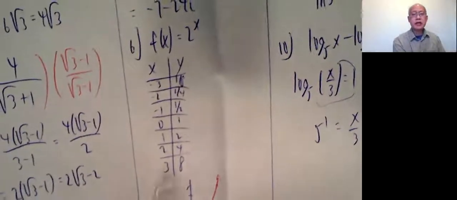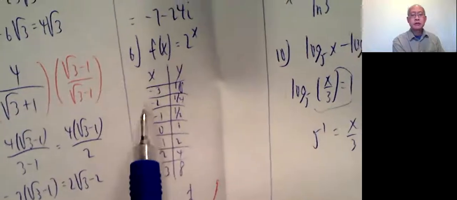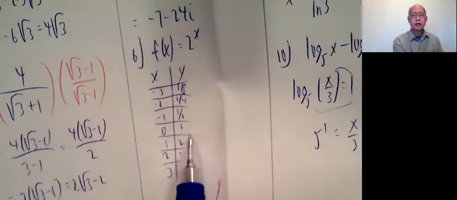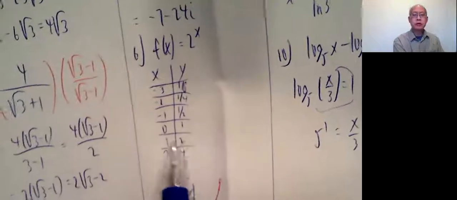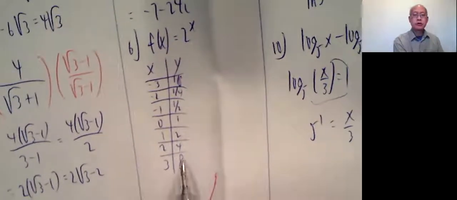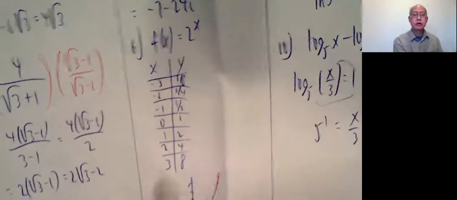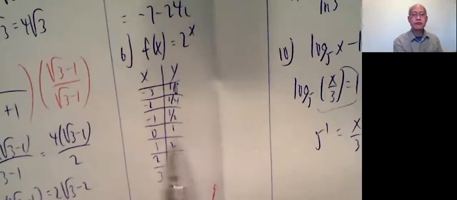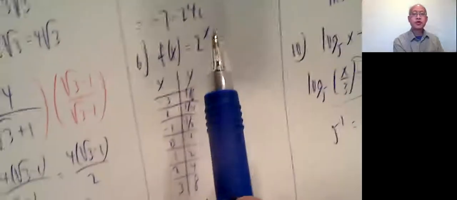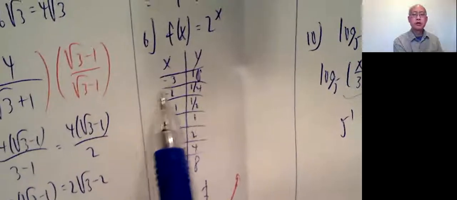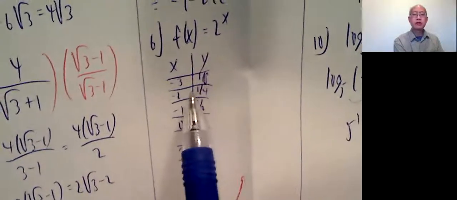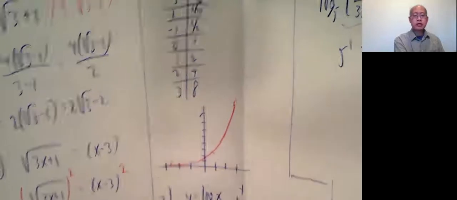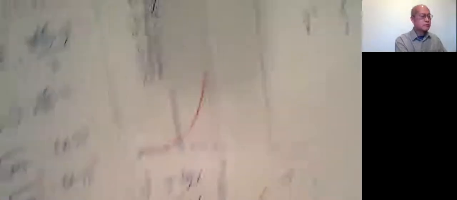Number 6, f of x equals 2 to the x. Go from negative 3 to 3: negative 3, negative 2, negative 1, 0, 1, 2, 3. Plug in 0, 2 to the 0 is 1, 2 to the 1 is 2, 2 squared is 4, 2 cubed is 8. 2 to the negative 1 means 1 over 2 to the 1, or 1 half. 2 to the negative 2 is 1 over 2 squared, 1/4. 2 to the negative 3 is 1 over 2 cubed, 1/8. So plot the points. Exponential functions tend to look something like that.